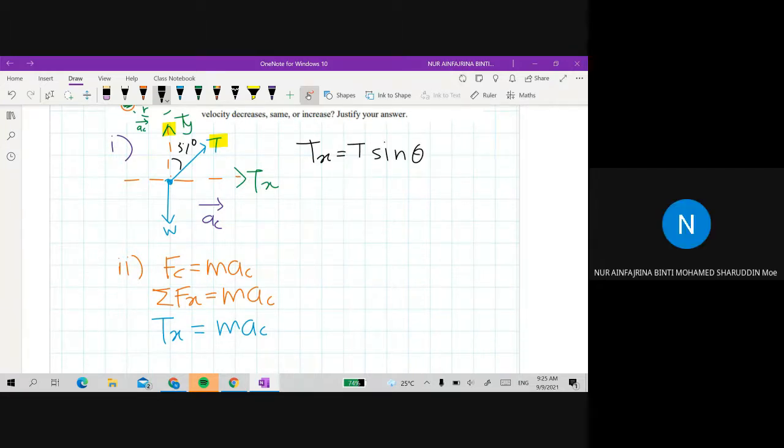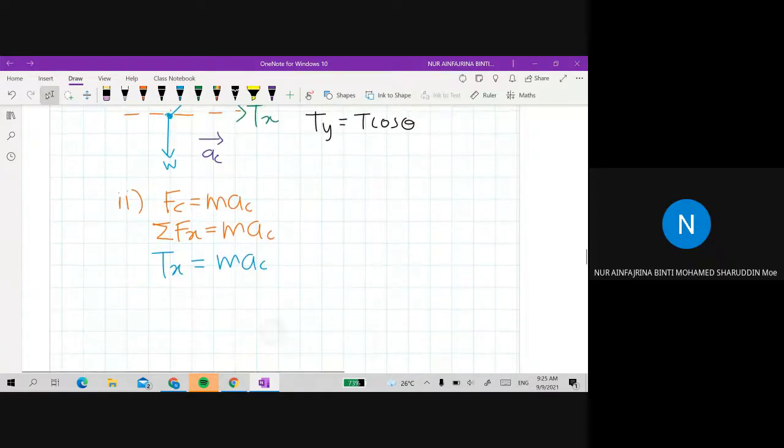Very good. What about Ty? T cos theta. Okay, good job. Those who haven't answered, Miss will call on you, so get ready. Okay, so now T sin theta equals to mass.